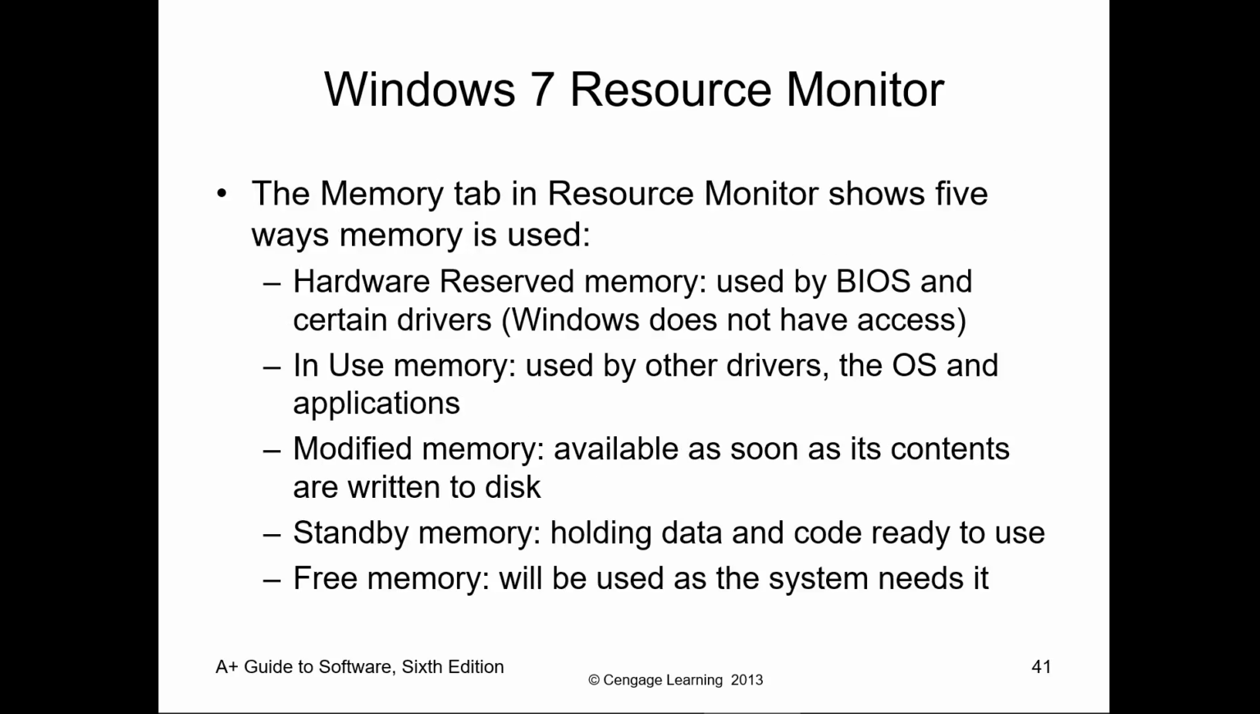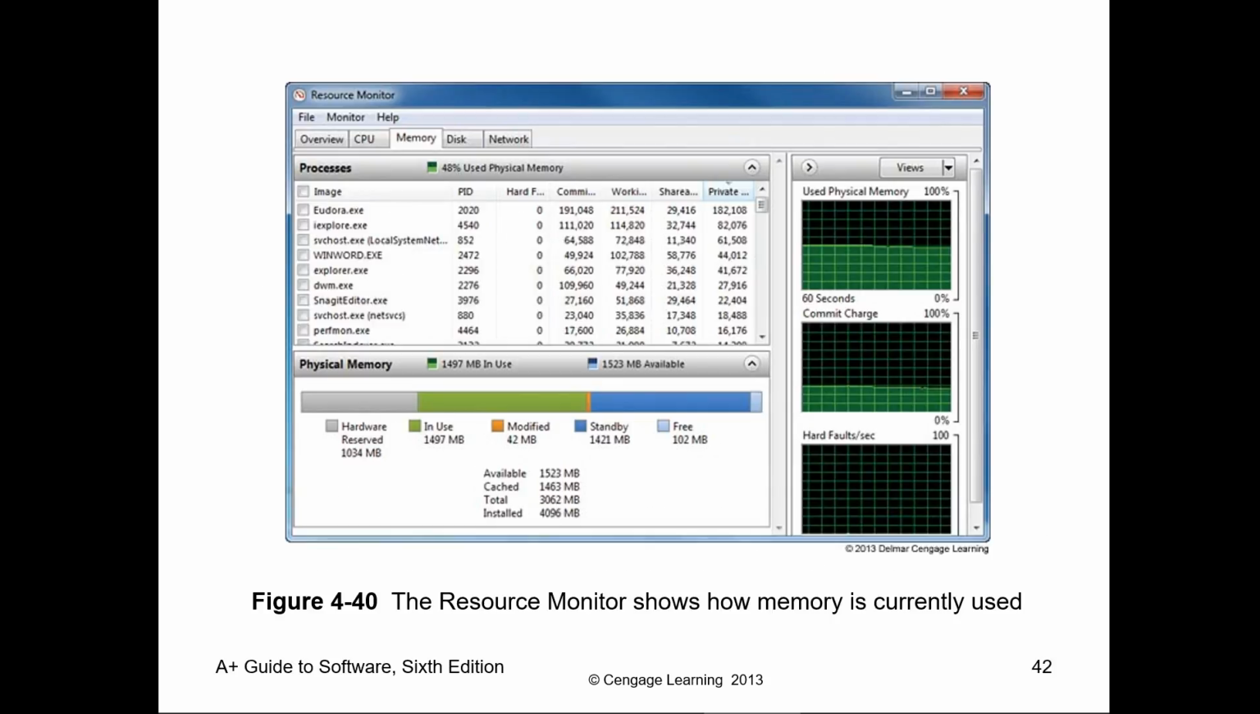The Memory tab in Resource Monitor shows 5 ways memory is used. That's hardware reserved memory, in-use memory, modified memory, standby memory, and free memory. If we look specifically at memory, we can see an in-depth breakdown of how it's being utilized. Our overview will give us a brief look at all four major areas: CPU, memory, disk, and network. But the individual CPU, memory, disk, and network tabs will give us more detailed information.